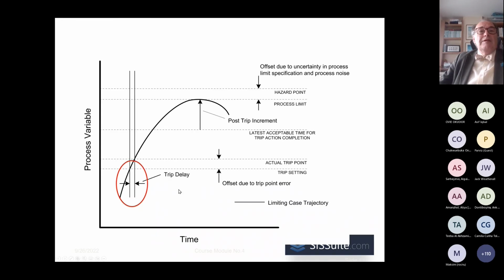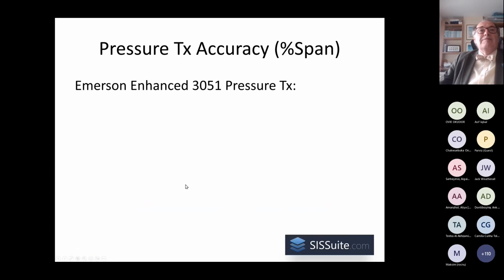And returning to our same process variable time plot, the same limiting case trajectory, you can see that we've specified here the trip setting, which is dialed into your trip amplifier, but the actual trip point could be delayed because of the offset due to the trip point error. And that offset will mean that there is a distinct delay before the trip is actually invoked. So we have to account for that as well.